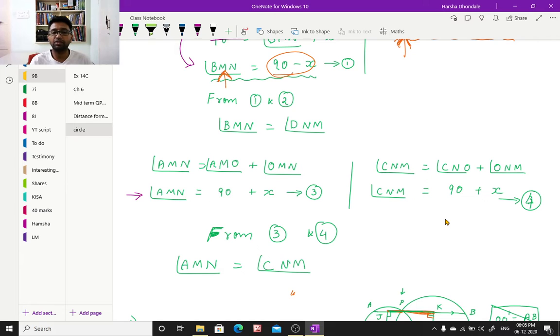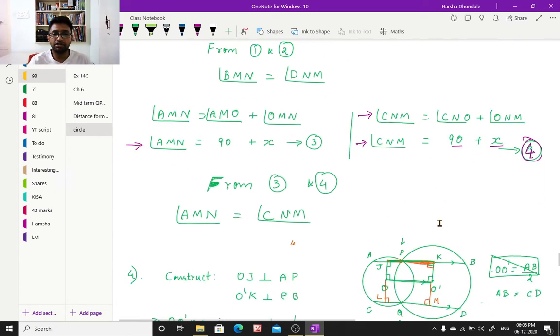Similarly, I will do the same thing on the other side. CNM consists of two parts, angle CNO plus angle ONM. Angle CNM is equal to CNO is 90 and ONM is X. So I have angle CNM is equal to 90 plus X. I'm calling this equation 4.